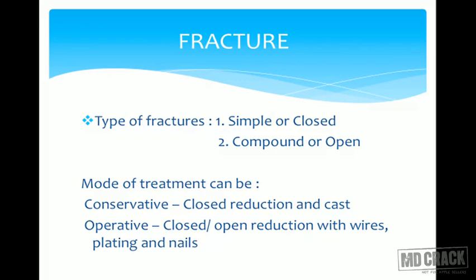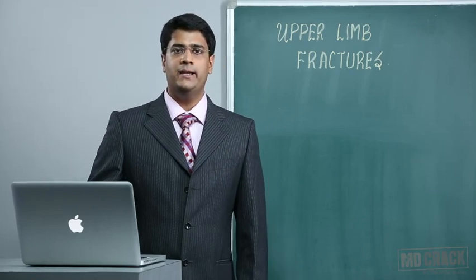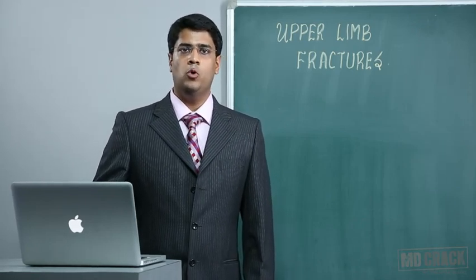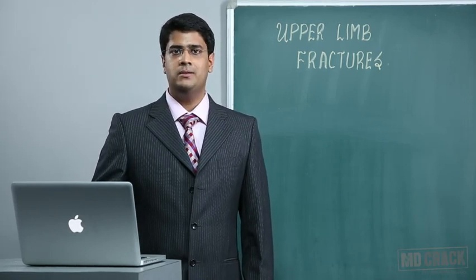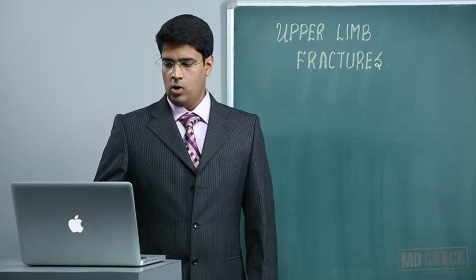The other modes it can be classified according to is, it can be according to mode of treatment. The treatment can be divided into conservative or operative. The conservative treatment is usually a close reduction of the fracture with cast application, that is a plaster, is applied, while in operative either by close maneuvers or by open reduction and the help of K-wires or wires, plates or screws, or it can be even nails. These are the usual implants which are used for operative management.